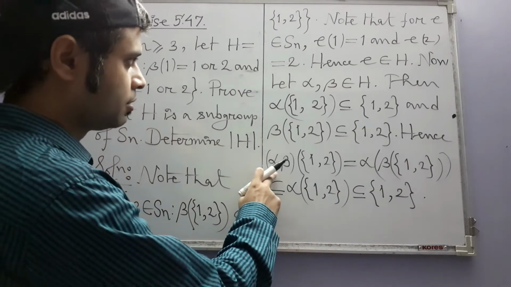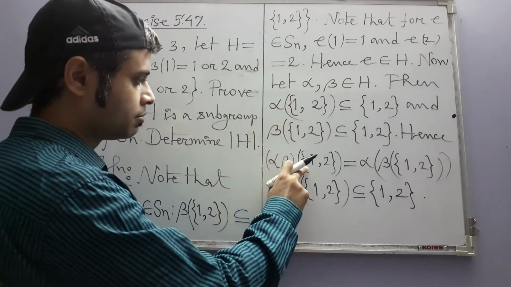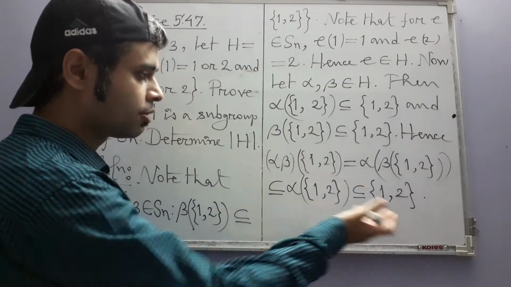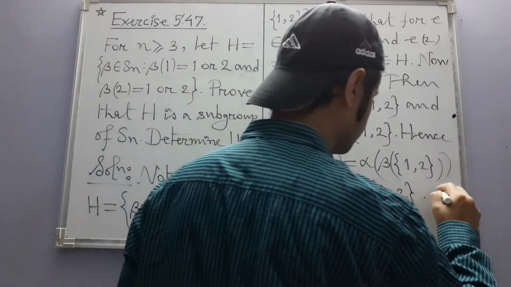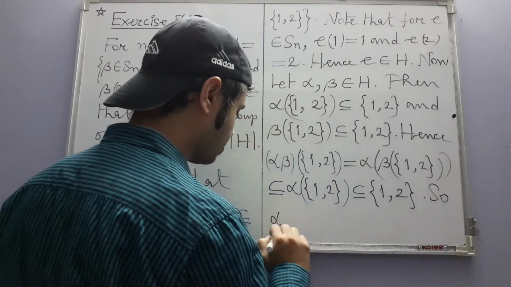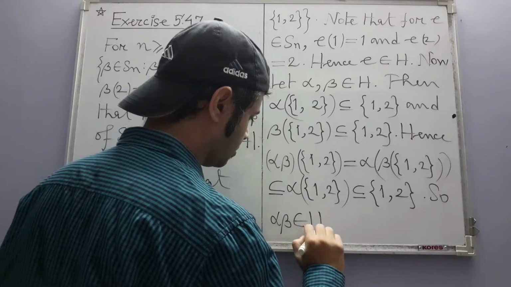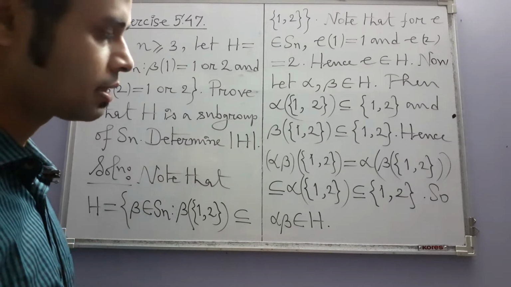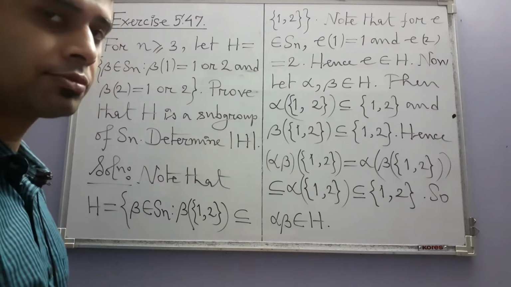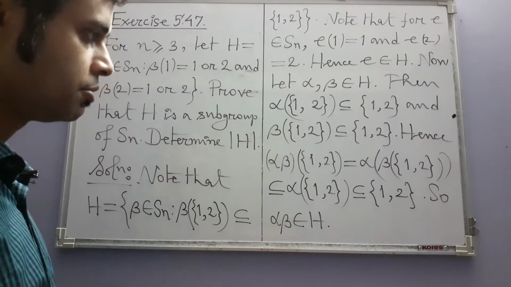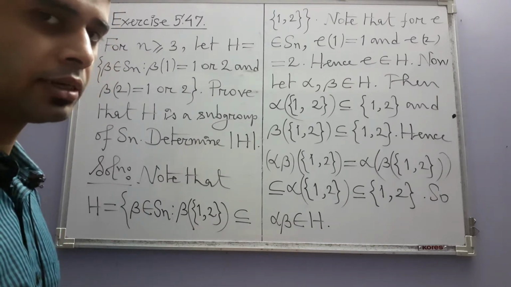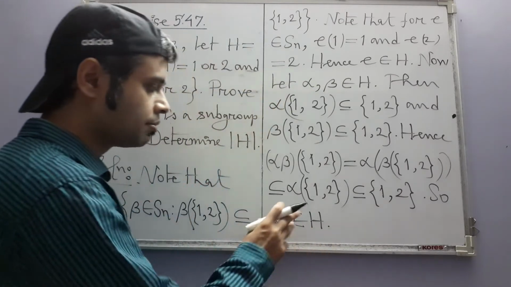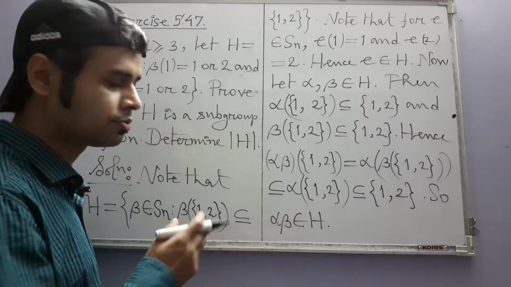So that means just like alpha and beta, the image of this set {1, 2} under alpha beta is also contained in {1, 2}. So alpha beta belongs to H, and that's just enough for us to conclude that H is a subgroup of Sn, because we are in a finite group. If you show that a non-empty subset is closed under the binary operation, then it is a subgroup. Inverse exists for every element in the subset, that need not be shown, that follows from this itself.